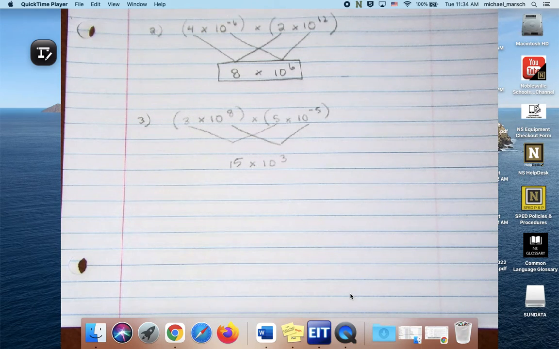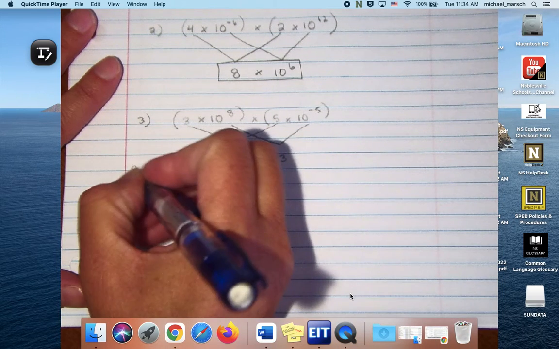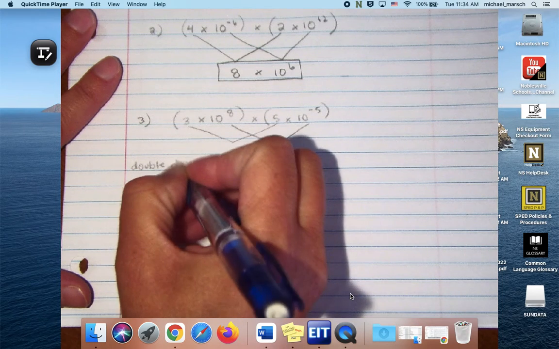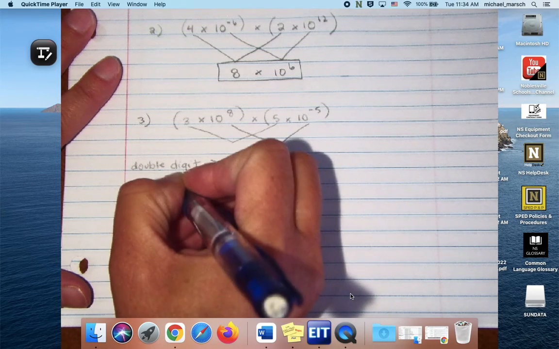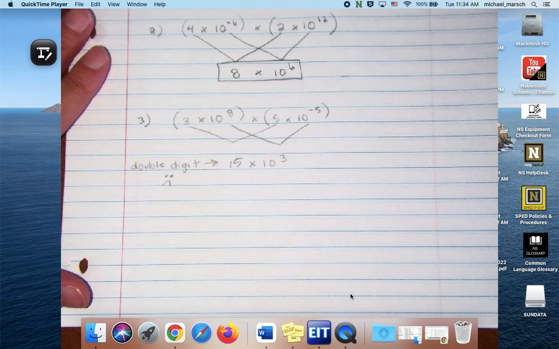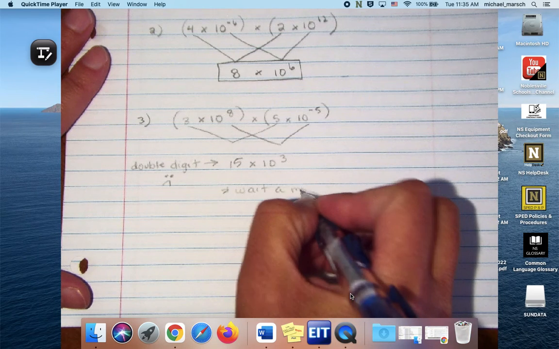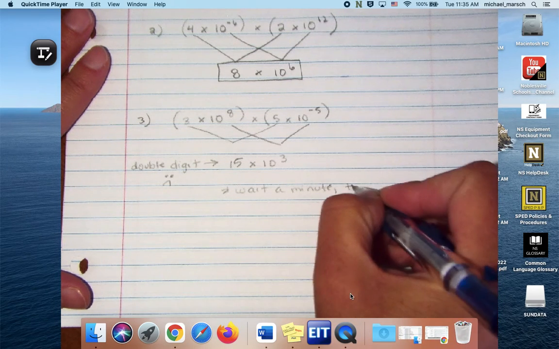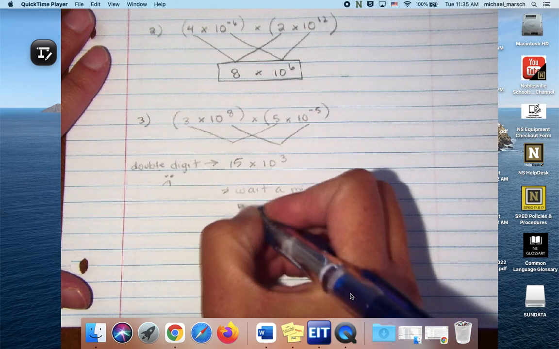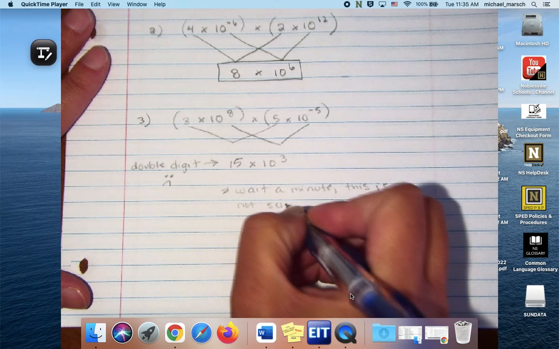Who can tell me why this is not proper scientific notation? What is wrong with this? What's the rule it's breaking? Noah? Yep, this is double digit. Sad face. So we're going to write ourselves a note. Wait a minute. This is not scientific notation.